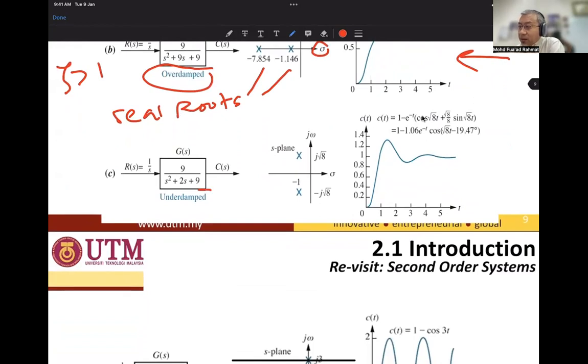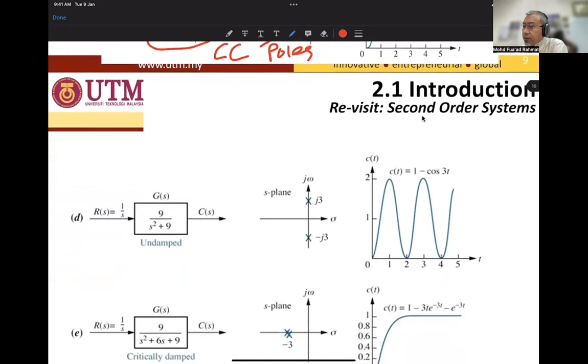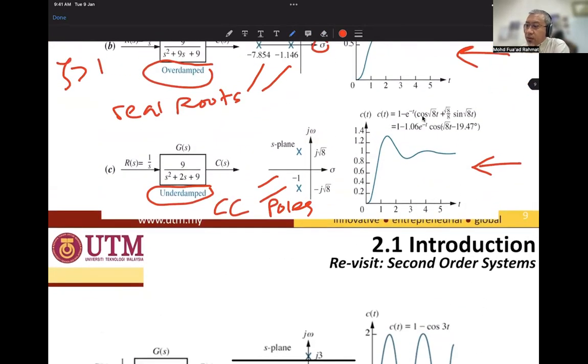And then we go for the underdamped, the second type of second order system. The type of roots is complex conjugate poles. For this example it is square root 8. And the response goes up, has some overshoot, goes down and settles at 1. For underdamped, usually zeta is between 0 and 1.